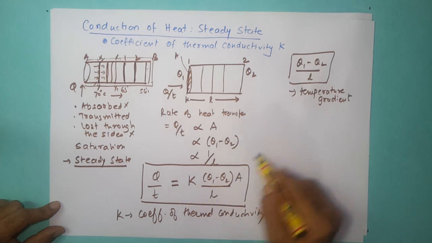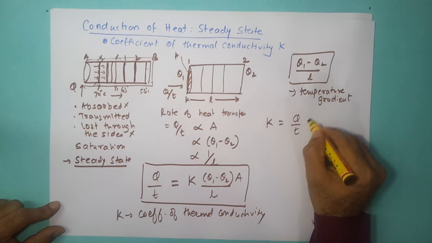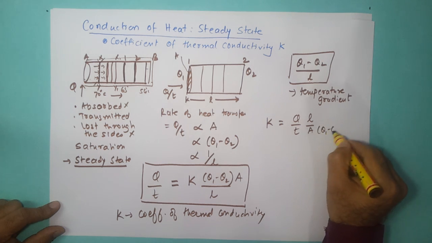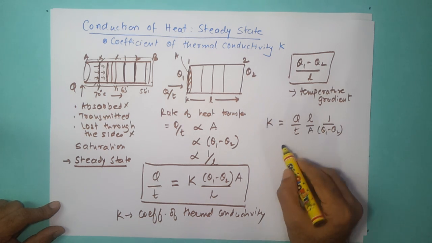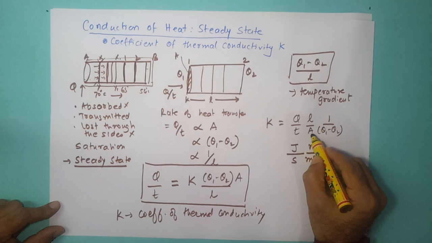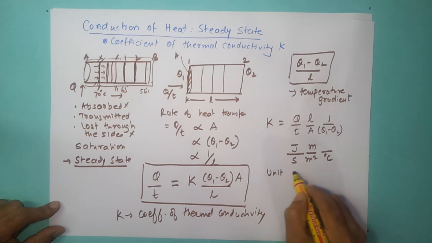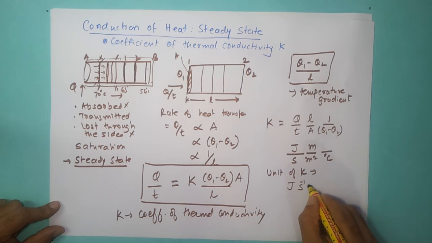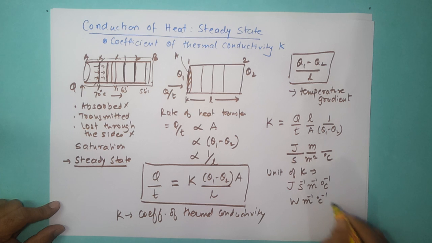Let's look at the units of K. If I make K the subject of the equation, it would be K equals Q by T into L by A into (θ1 minus θ2). So this would be the formula for the coefficient of thermal conductivity, and the unit therefore would be: Q would be joule, time would be second, this would be meter, this is meter square, area, this is length, and this is degrees Celsius. Meter cancels, so I'll get the unit of K as J per second per meter per degree Celsius. And if joule per second is watt, I can also write the unit as watt per meter per degree Celsius.